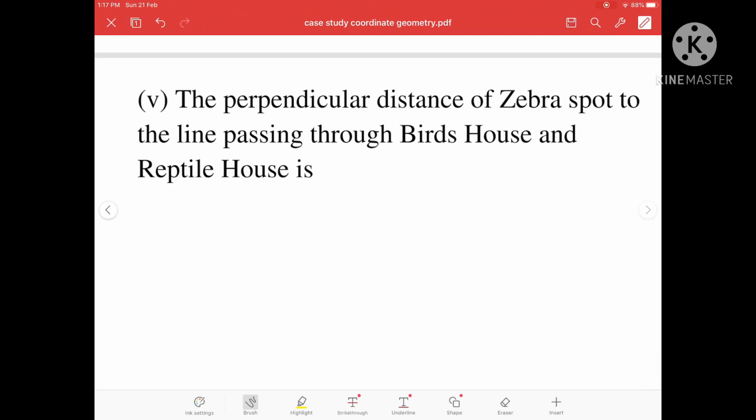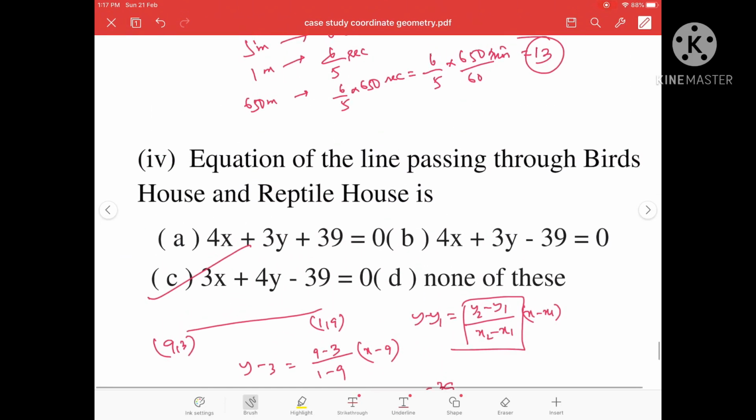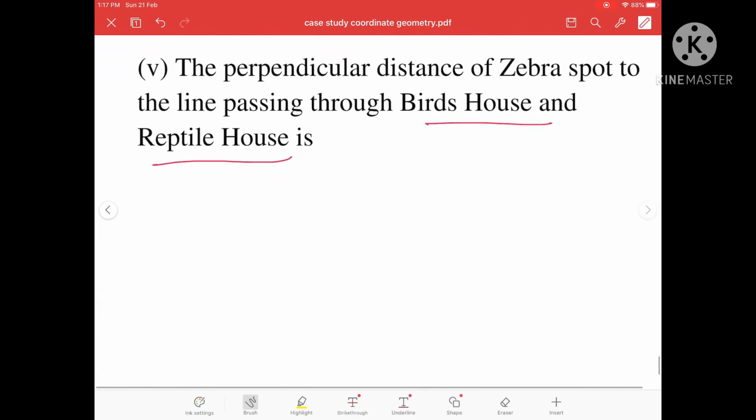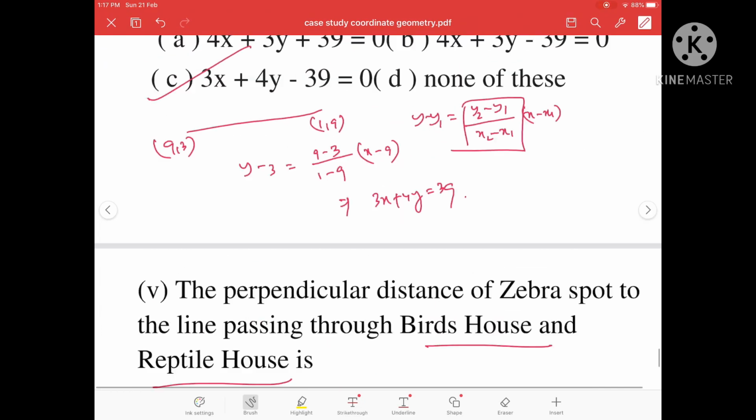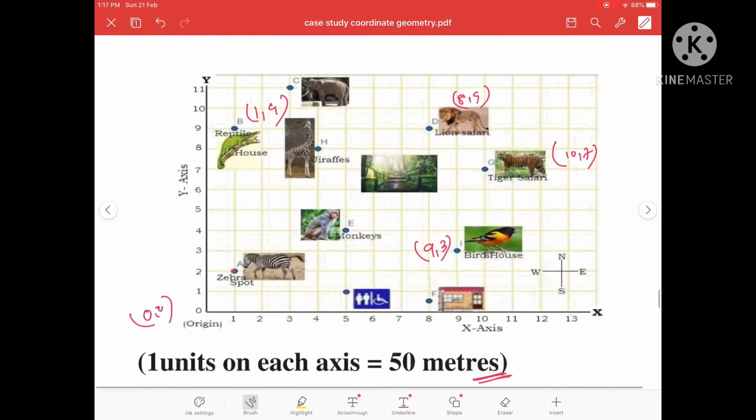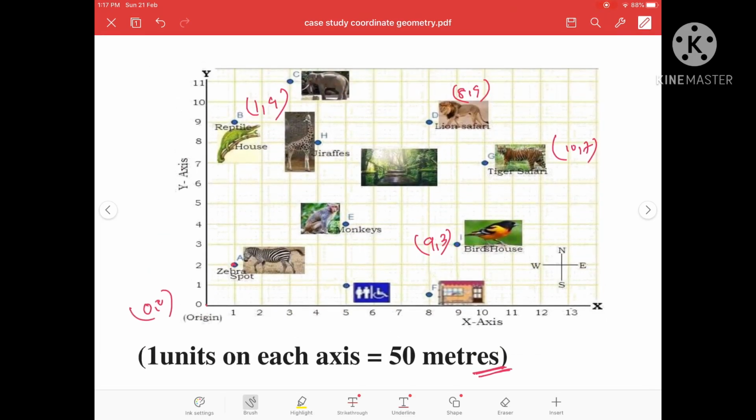The perpendicular distance of zebra spot to the line passing through bird's house and reptile house. Just now we have found out the line passing through bird's house and reptile house. So bird's house is at the point I and reptile house is at the point B. So we just have calculated the equation of this line, and we have to find out the distance of zebra spot to this line. This distance we have to find out. The coordinate of zebra spot is 1 comma 2.